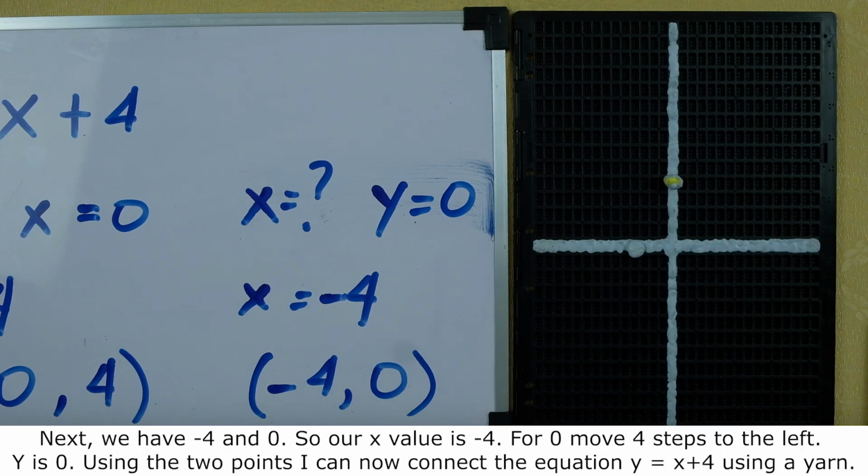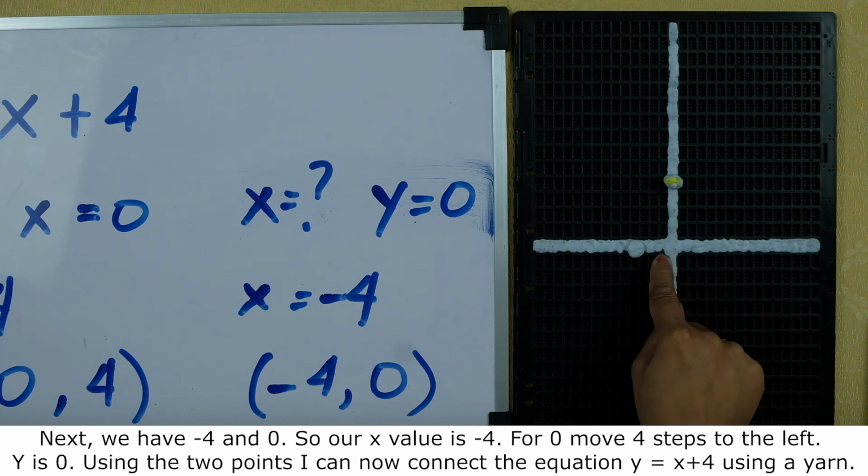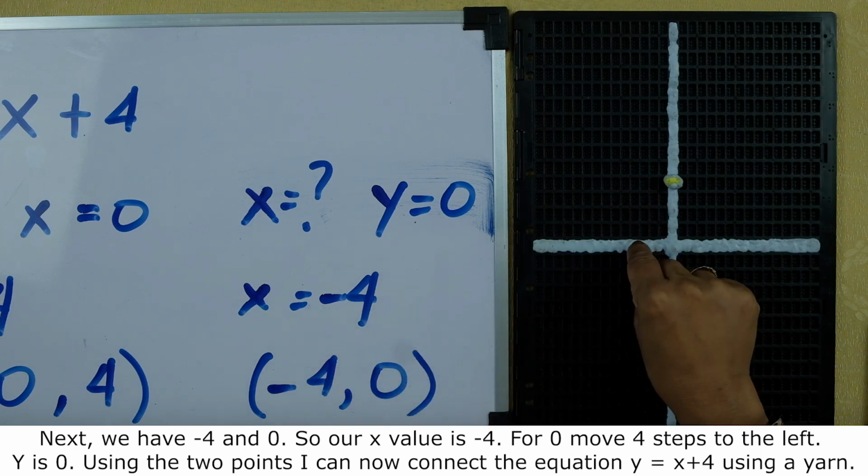Next, we have negative 4 and 0. So our x value is negative 4. Our negative 4, from this the point of origin 0, okay, move 4 steps to the left. 1, 2, 3, 4. So it's here, because our y is 0.